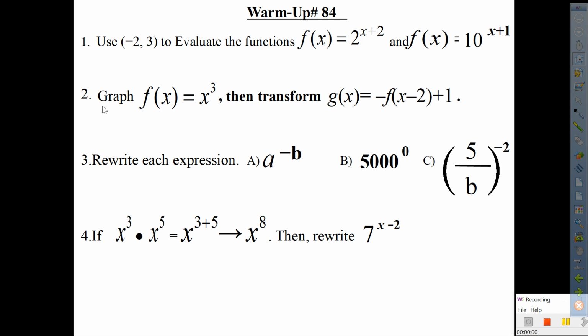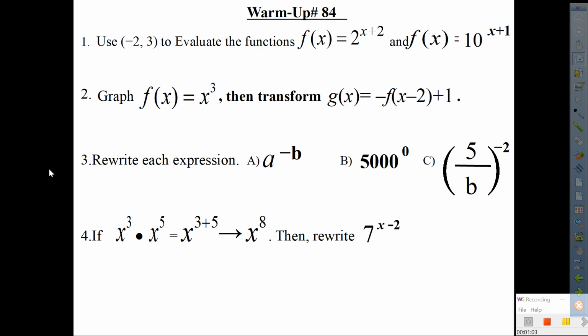All right. For number 2, this negative is going to flip the function, and then we're going to go 2 steps to the right and 1 up. Okay, good. 3c, you should have gotten b squared over 25. And last but not least, number 4, 7 to the x over 49. We're good? Yes? All right.